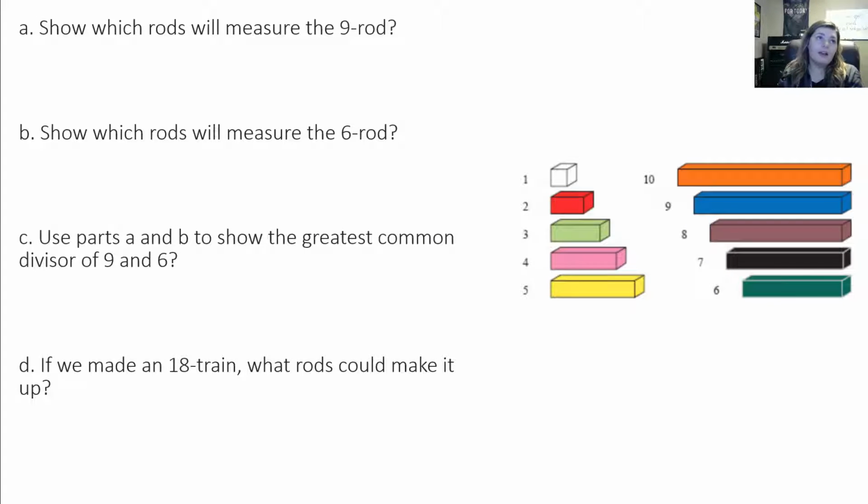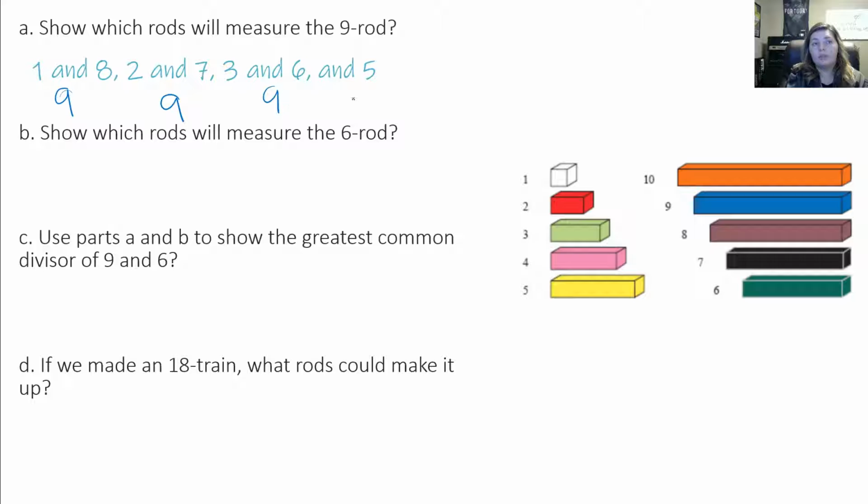Here what we're going to do is we want to look at this here. This is going to be our diagram that we're going to use to solve a couple equations here. So first we want to know, show the rods which will measure out to 9. So we see here that if we take rod 1 and 8, that will equal 9. Isn't 1 and 8 the same thing as saying 9? 1 plus 8 equals 9. 7, so if we take 7 here, and 2, 7 and 2 is again 9.